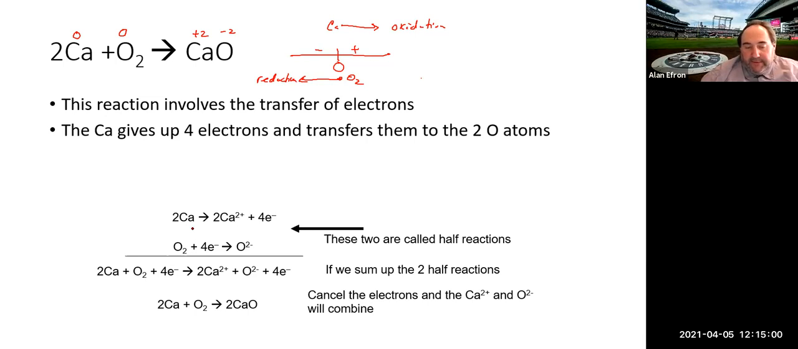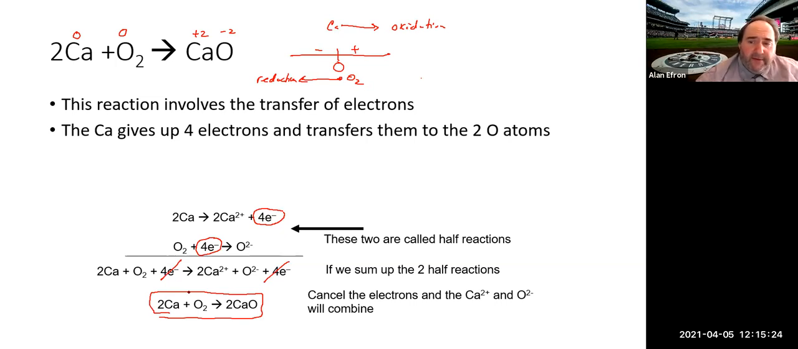If we split these up into our half reactions, again, we see our electrons on our product side for our oxidation, and electrons on our reactant side for our reduction. When we add them together, the arrow is like an equal sign. Anything on opposite sides will cancel, and that leaves us our overall reaction that is taking place there. Any questions on that one?